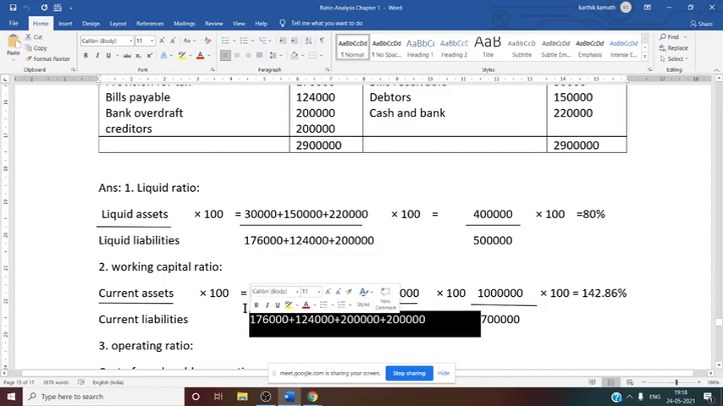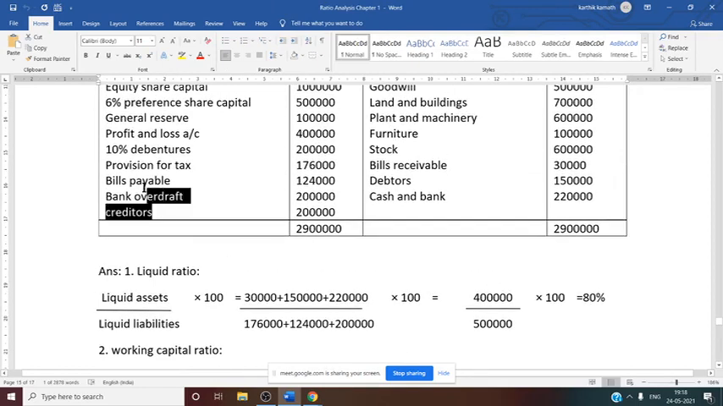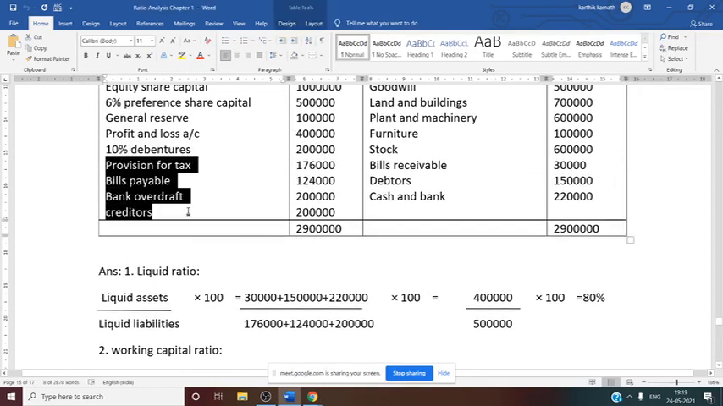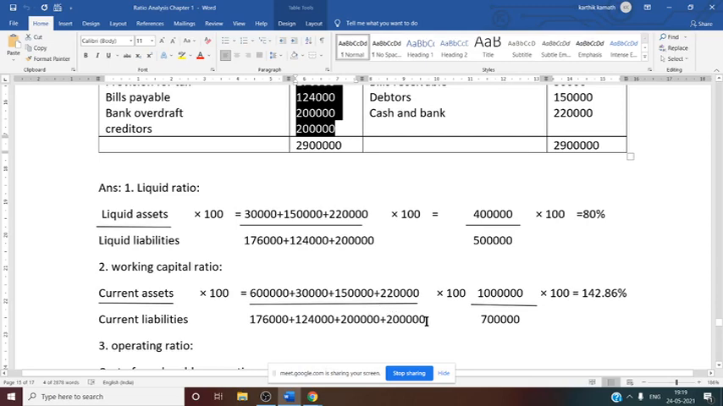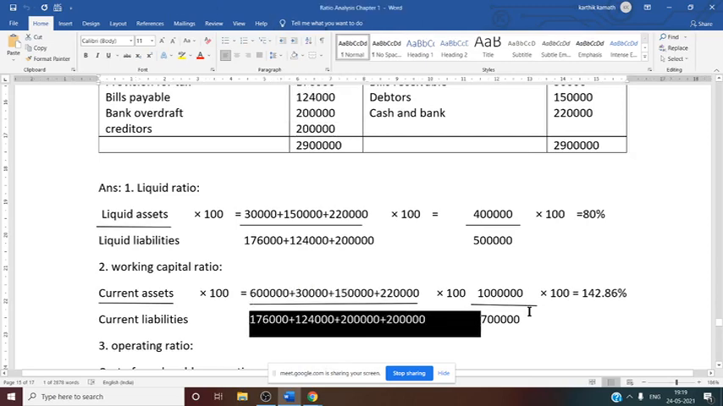Denominator is current liability. There are 4 items, so now you have to include bank overdraft as well. In the liquid ratio we excluded bank overdraft, but in the current liability for the working capital ratio, you need to include the bank overdraft. So now there are 4 items: 1,76,000, 1,24,000, 2 lakh and again 2 lakh.